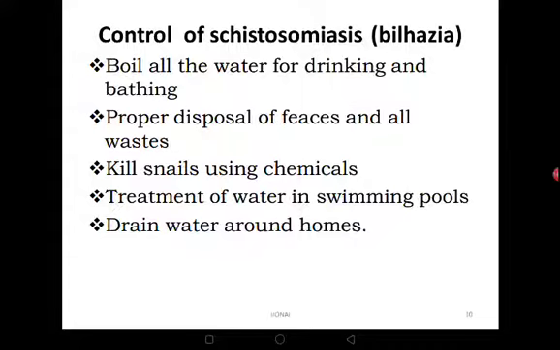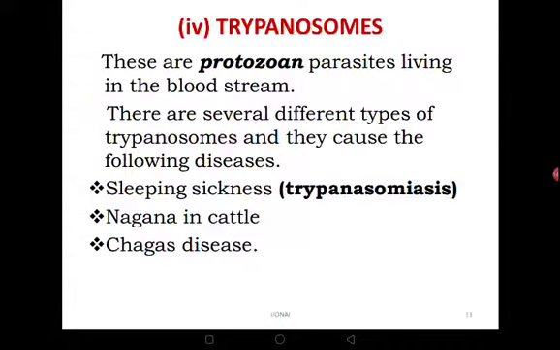Kill snails using chemicals in case you have a lot of them in the environment. You can spray them. Treatment of water in the swimming pools. In future, you'll be going to swimming pools to relax and so on. Please ensure that the managers regularly treat that water. And then drain water around your homes, because this is what the snails like. Moist environments.